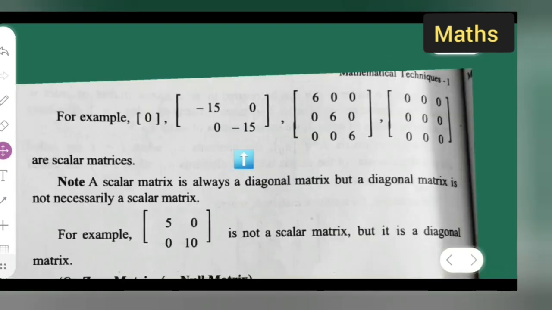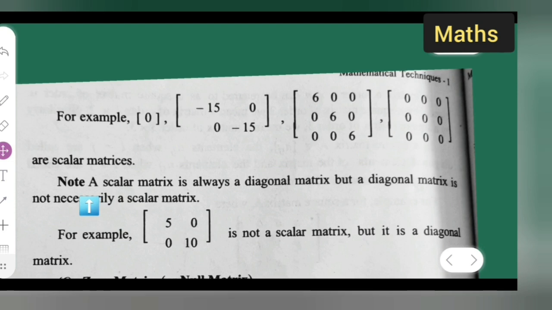Now you can take down the examples. For example, this is a 0 matrix. Now you have a matrix with 0 off the diagonal and non-zero on the diagonal, so 6, 0, 0, 0, 6, 0, and so on. These are examples, a 3 by 3 matrix and here a 3 by 3 matrix with all 0. These are scalar matrices. Now you can take the note. These are the examples of the scalar matrix.